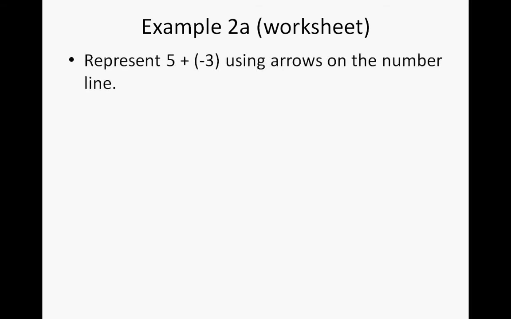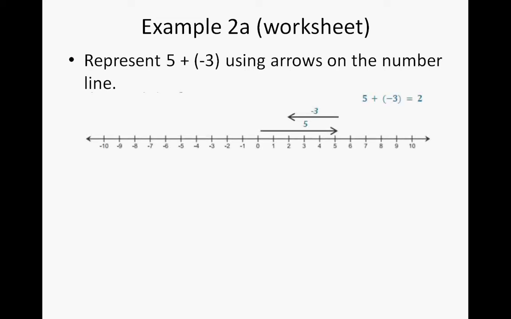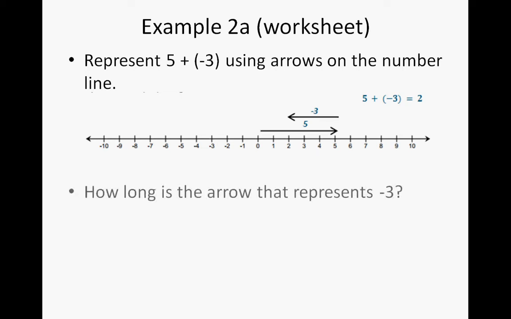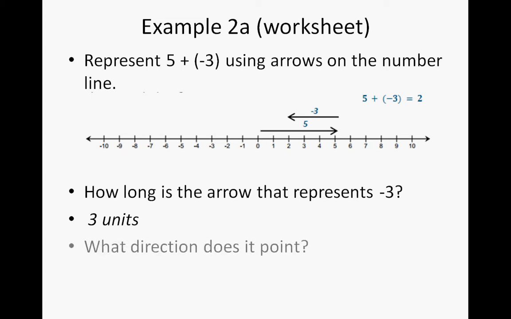All right, so example 2A on your worksheet. Represent 5 plus negative 3 using arrows on the number line. And you should have something that looks like this. So how long is the arrow that represents negative 3? 3 units. Do you see a pattern happening here? It's the same questions we're asking. So what direction does it point? Well, it points to the left or down.